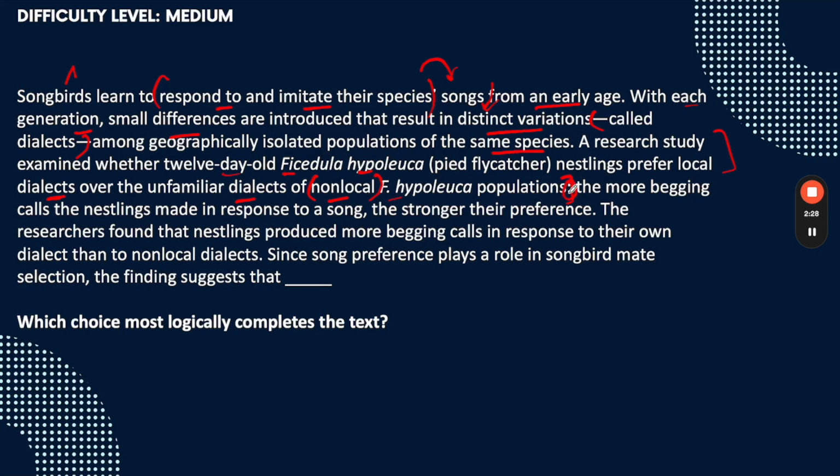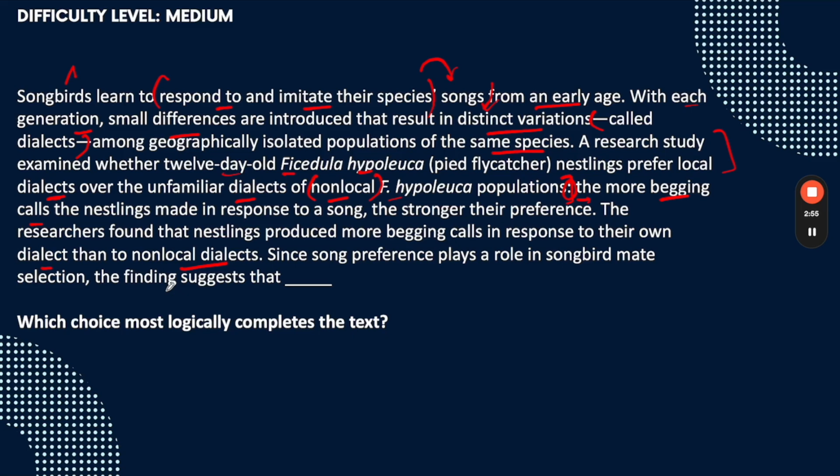Now there's a colon, so I know that the explanation is going to come up later. The more begging calls the nestlings made in response to a song, the stronger their preference. So in order to show their preference towards something, what do they do? They make more begging calls. So the more the begging calls, the more the preference towards a certain thing. Let's read ahead. The researchers found that nestlings produced more begging calls in response to their own dialect than to non-local dialects.